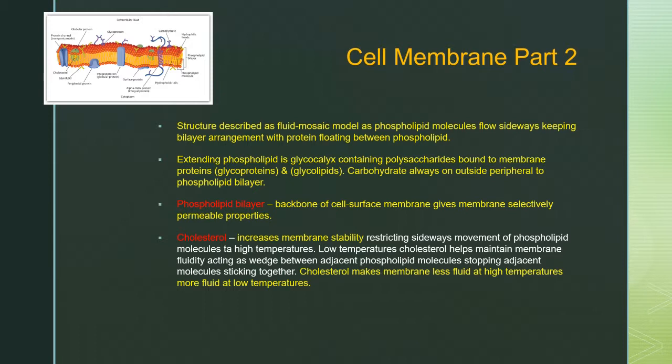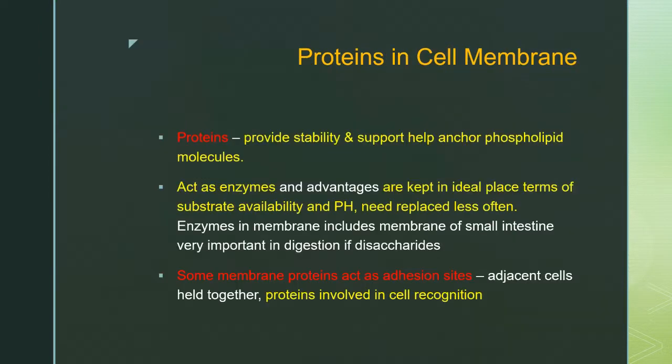Very, very key. Cholesterol. The purpose of cholesterol is to increase membrane stability, as it restricts the sideways movement of the phospholipid molecules at high temperatures. But at low temperatures, cholesterol will help maintain the membrane fluidity, acting as a wedge between the adjacent phospholipid molecules, stopping the adjacent molecules sticking together. So essentially, all cholesterol does is make the membrane less fluid at high temperatures and more fluid at low temperatures.